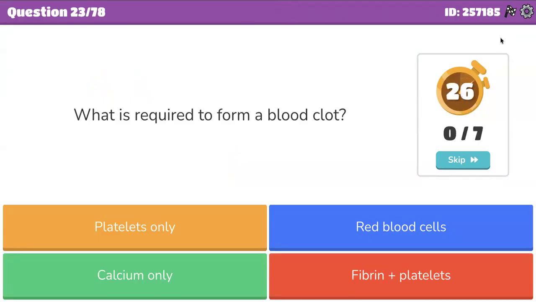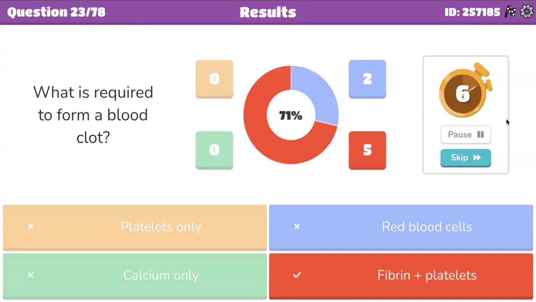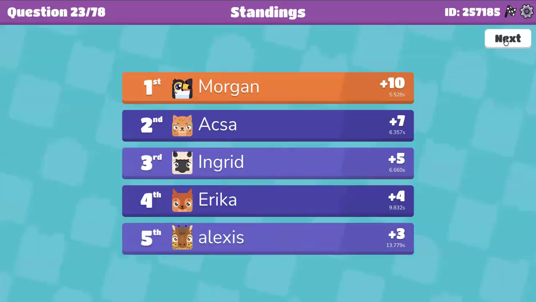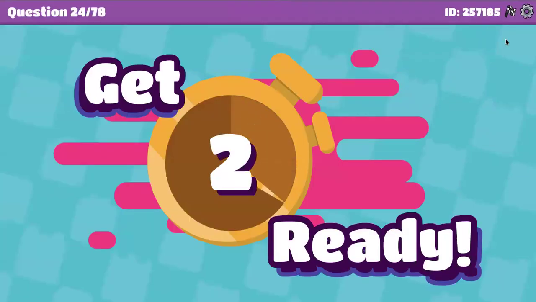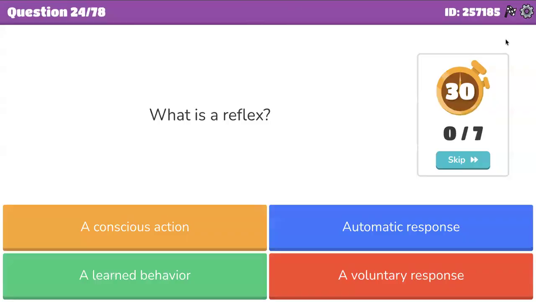What is required to form a blood clot? Is it platelets, red blood cells, calcium only, or fibrin and platelets? Yep, fibrin and platelets. I always think of fibrin as like a fishnet and the platelets as the little things that fill the fishnets to create clotting.